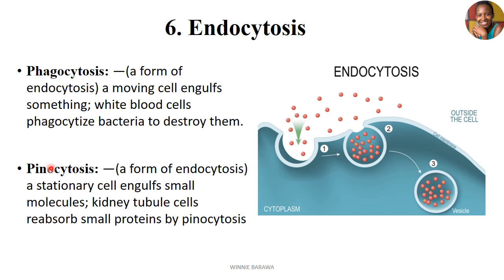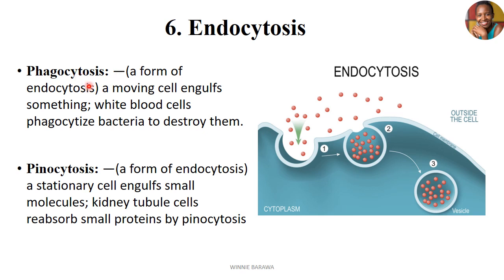While pinocytosis is another form of endocytosis, this one entails engulfing of molecules for the purpose of reabsorption or metabolic processes. So pinocytosis does not target to destroy. Pinocytosis targets reabsorption or enhancing metabolic processes. So it engulfs materials with the main reason of reabsorption or metabolism. So what is the difference? So where do we find phagocytosis?